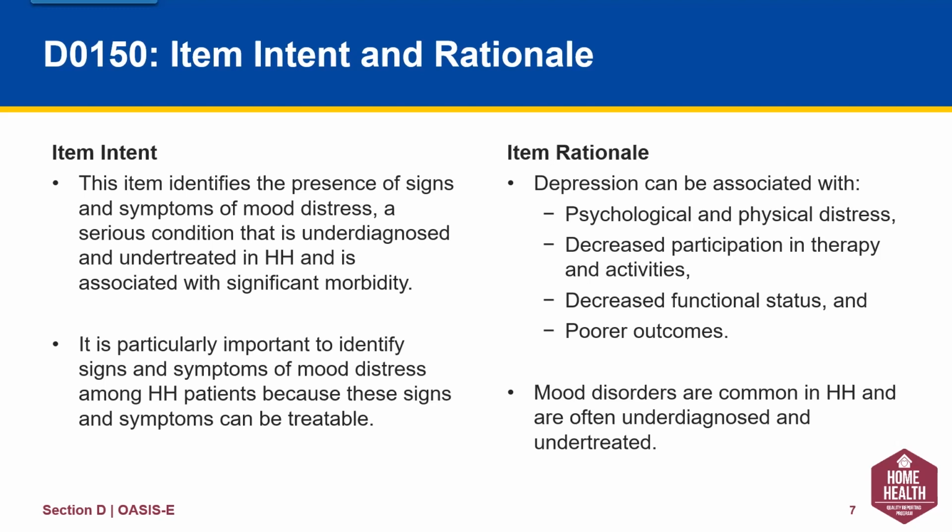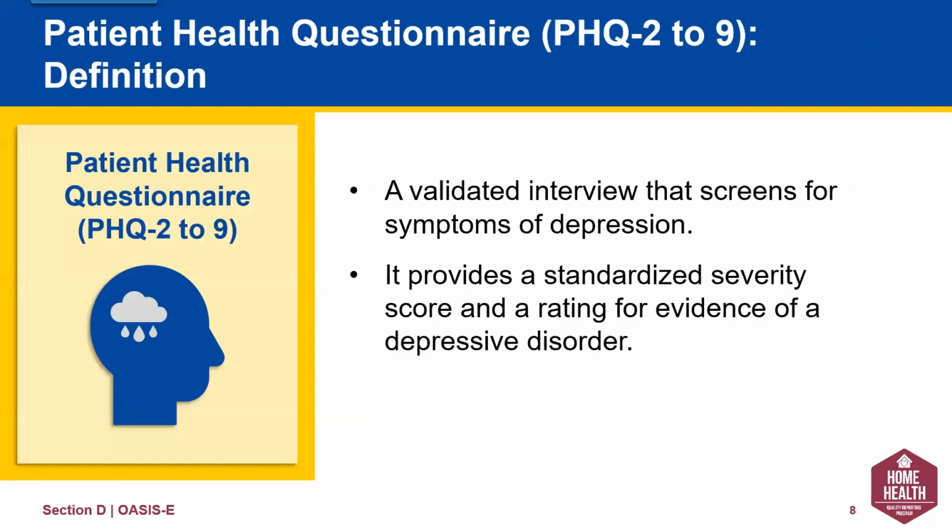Depression can be associated with psychological and physical distress, decreased participation in therapy and activities, decreased functional status, and poorer outcomes. Mood disorders are common in home health, and as I said, are often underdiagnosed and undertreated. We begin with defining the PHQ 2 to 9, known as the Patient Health Questionnaire. This is a validated interview that screens for symptoms of depression. It provides a standardized severity score and a rating for evidence of a depressive disorder.